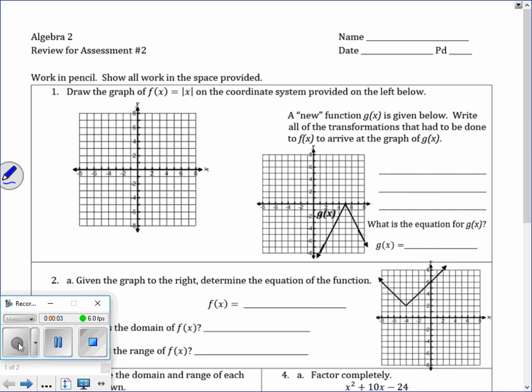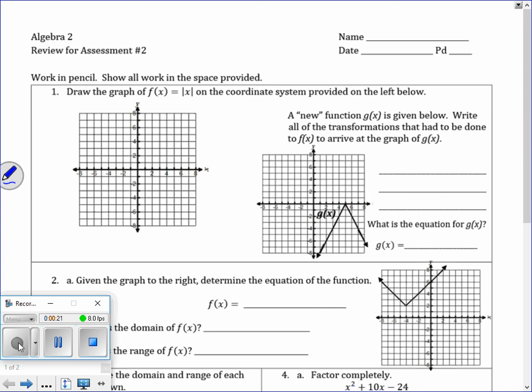I'm going to go over the review for assessment number 2. I'm going to work out the solutions, so use it to check your work. You can skip ahead, and if you didn't know how to do something, you can use it to see how to do it. All right, this first one, number 1, draw the graph of f of x equals absolute value of x.